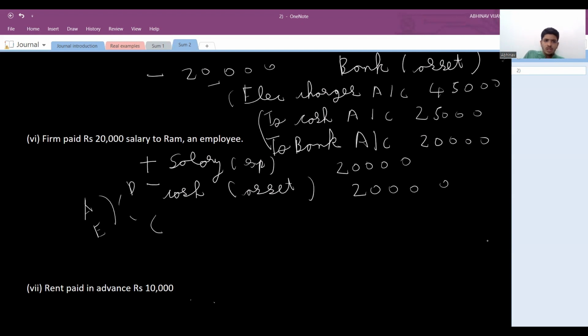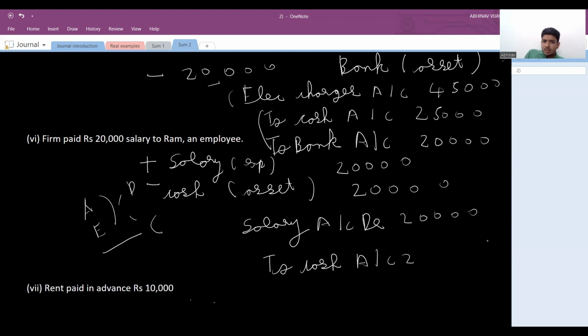Super secret technique. Make it a point to always write the super secret technique. It'll be part of your muscle memory by the end of this lecture. Now, salary. Salary is an expense. When expense increases, it is debited 20,000. Cash is an asset. When asset decreases, it will be credited by 20,000.